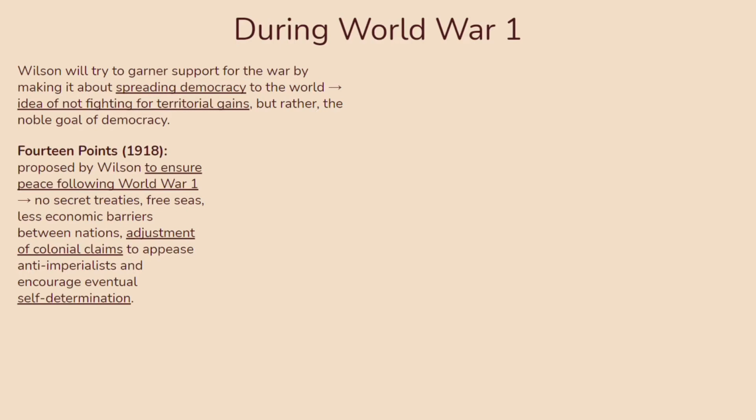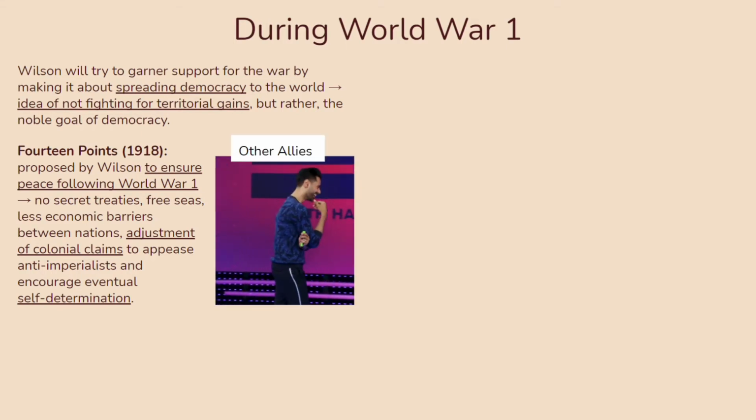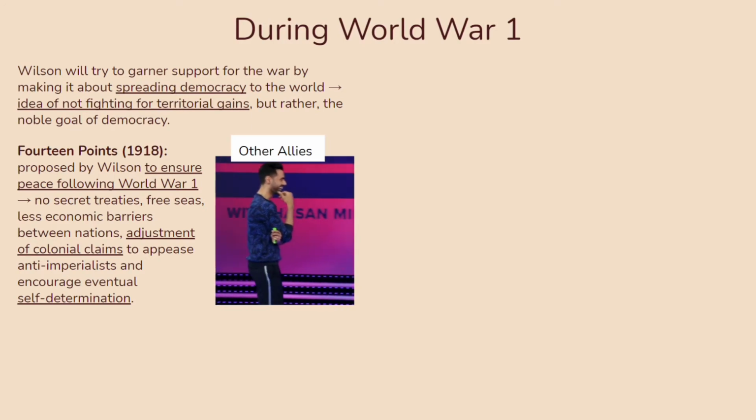Wilson also writes a document known as the 14 Points in 1918. So this was essentially to ensure peace following World War I, and it said things like no secret treaties, free seas, less economic barriers between nations, adjustment of colonial claims to appease anti-imperialists, and encourage eventual self-determination, as they wanted to do with the Philippines. They wanted to sort of encourage that on an international scale. And the other allies kind of shied away from this. They're like, yeah, no, we're just not going to do that, because it was a lot to ask, but they didn't really take it seriously. So although it was a noble goal, no one really took it for anything beyond words on a page.